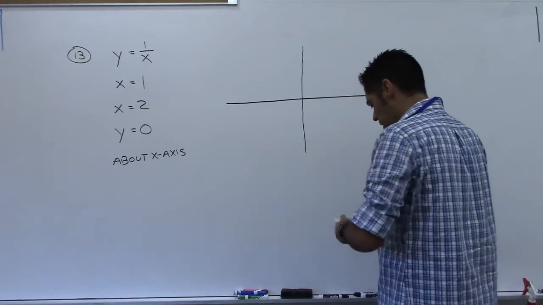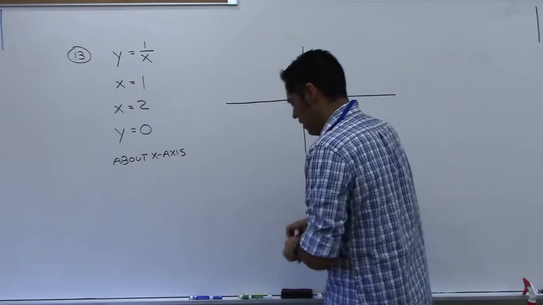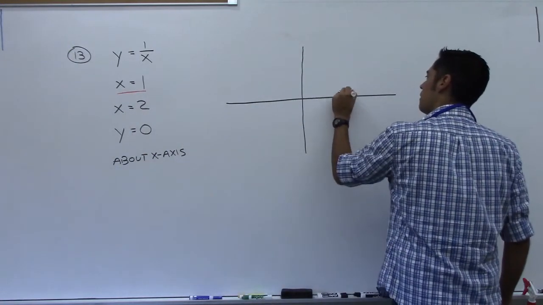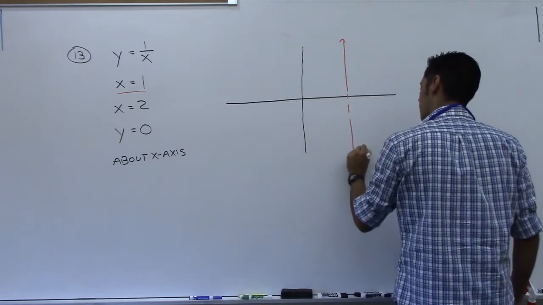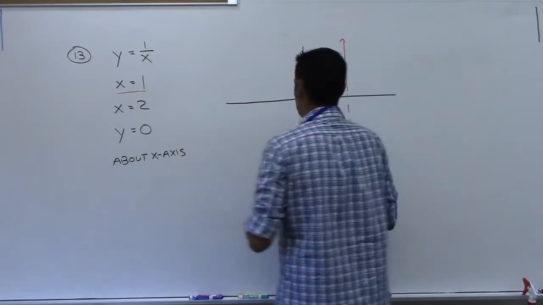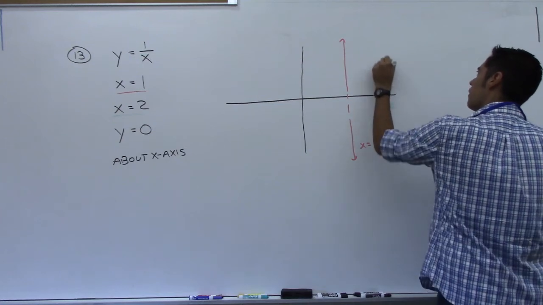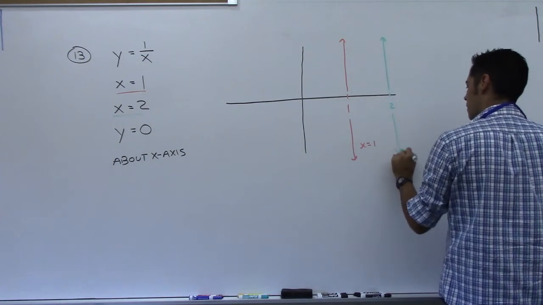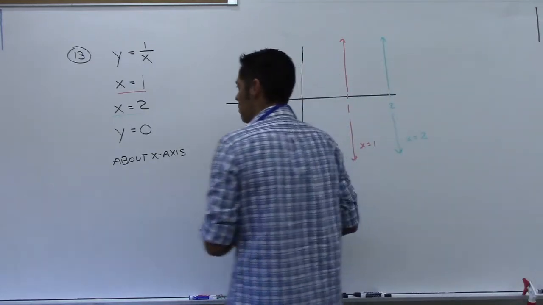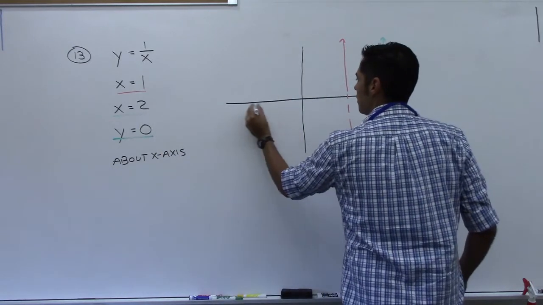So let me take care of the easy things first. I've got a lot of colored markers here today. So let's try x equals 1. It's going to be here. So x is 1. We've got x is 2. It's over here. I've got y is 0. Let's see, that looks like the other one. Oh well. Y equals 0 is the x-axis.